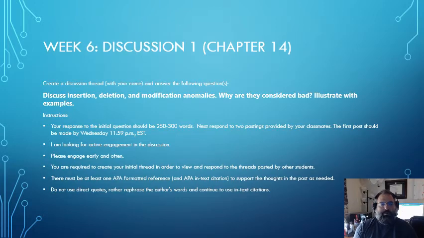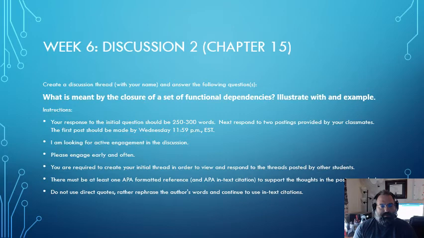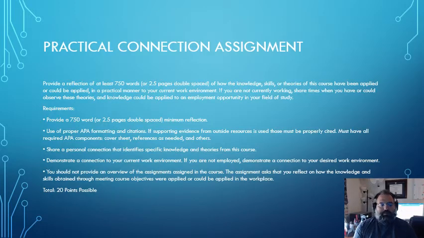Moving on to week 6, discussion number 1: discuss insertion, deletion, and modification anomalies. Why are they considered bad? Illustrate with examples. The second discussion for week 6 is around chapter 15: what is meant by closure of a set of functional dependencies? Illustrate with an example.